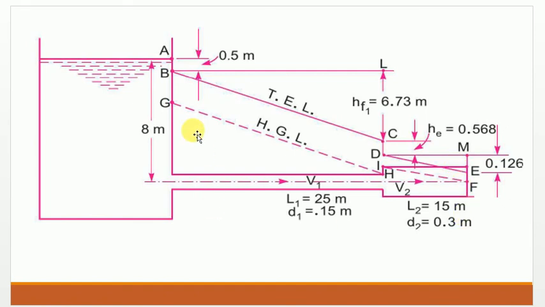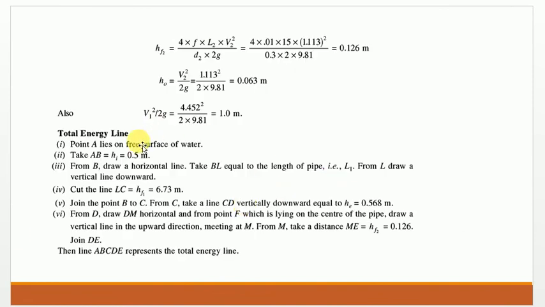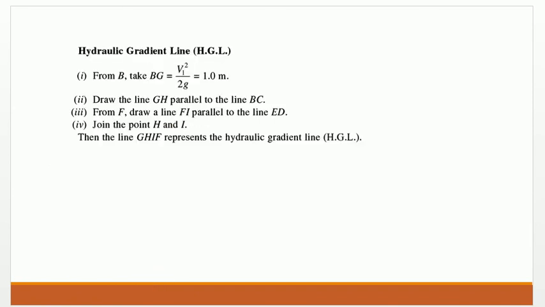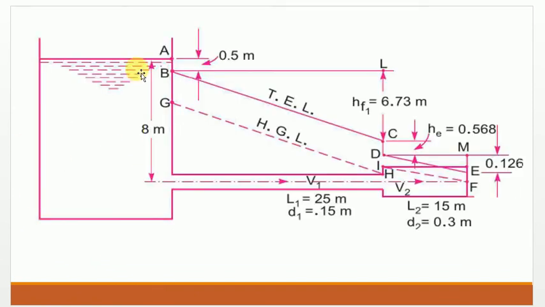Hope you guys have got some idea about the hydraulic gradient line and the energy gradient line. There are a few points to explain clearly, so you can go through the textbook and you will find these points on how to draw them. I have given you a brief idea about how to draw the total energy line and the hydraulic gradient line. The hydraulic gradient line gives you the amount of energy present at any particular point without considering the kinetic head.